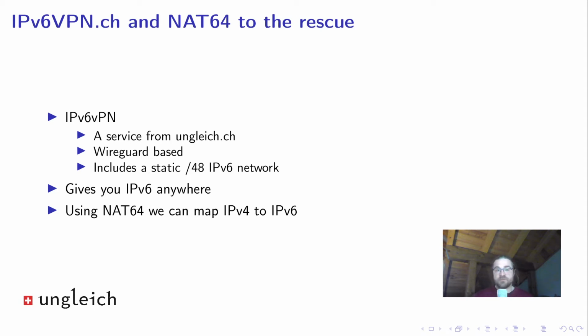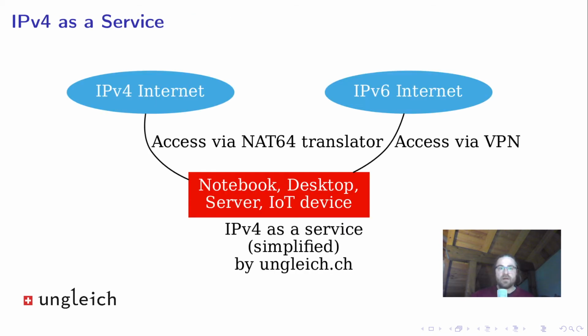However, what we do at Ungleich is we're using NAT64 to do a one-to-one mapping of a public IPv4 address, for that matter, to an IPv6 address. So to a particular IPv6 address in your /48 network, we map an IPv4 address. So how does it look?